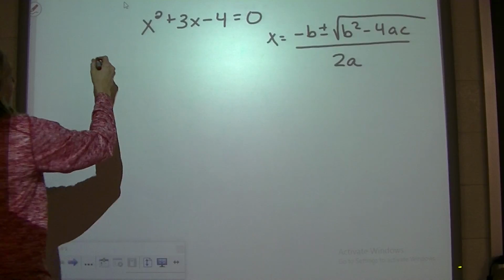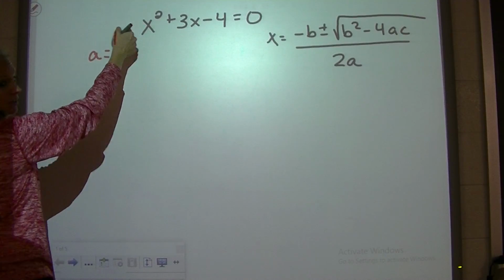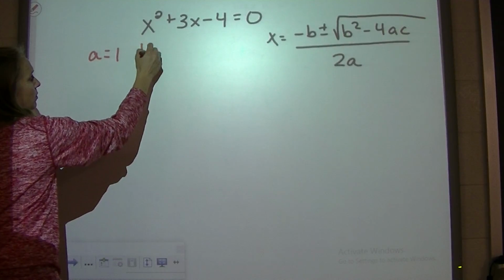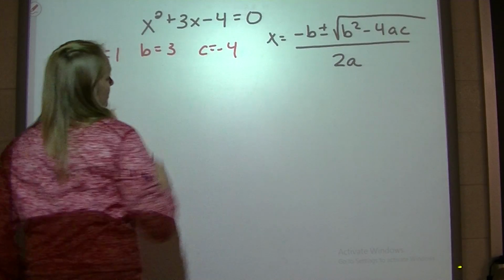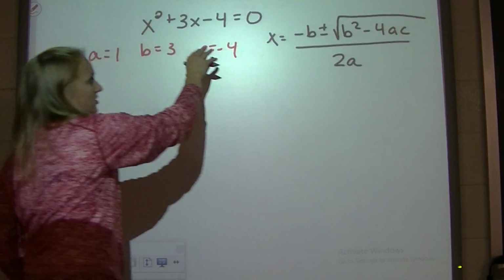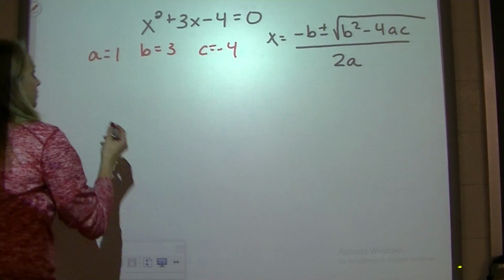So we need to identify everything. A is 1, that's the coefficient of our x squared term. B is 3, that's the coefficient of our x term. And C is negative 4, our constant term. So now it's just a matter of taking all this information and plugging it into our quadratic formula.